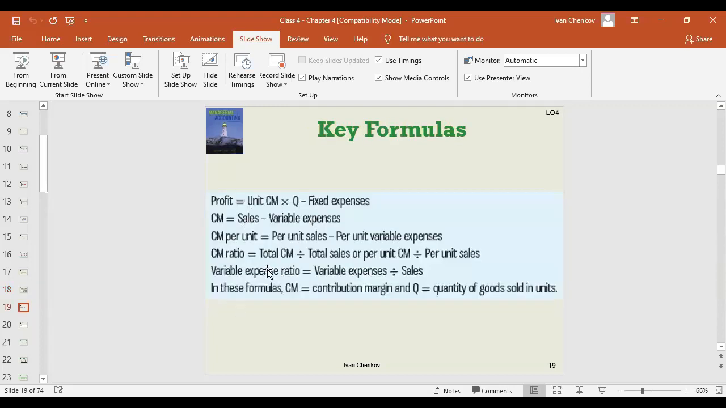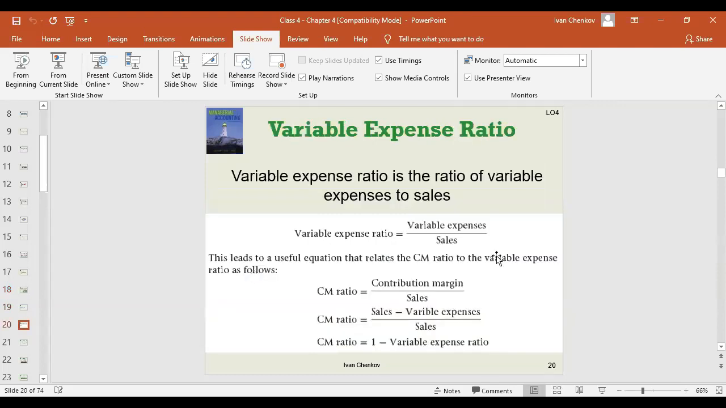So those are the key formulas. We're going to go through them. First one is the variable expense ratio, which is the variable expense divided by sales. Once you know that, and once you know that sales is 100, you can calculate the contribution margin ratio either by the contribution margin divided by sales, or 100% minus the variable expense ratio.